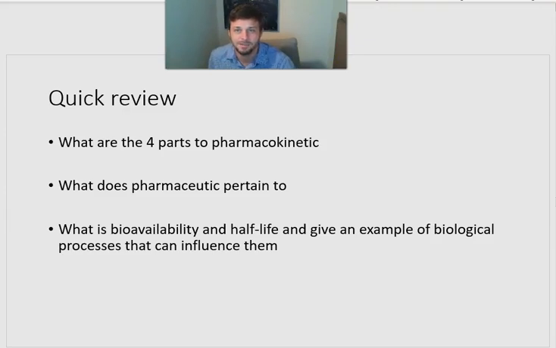Bioavailability is how much of that drug is available in your systemic circulation. Half-life is how long it takes to get to half concentration of the original dose, or from any point on. So you can take the half-life from 0.5 grams. If you give 1 gram, you can take the half-life at 0.5, and it's going to be the same to get it from 0.5 to 0.25, and it goes down that line.